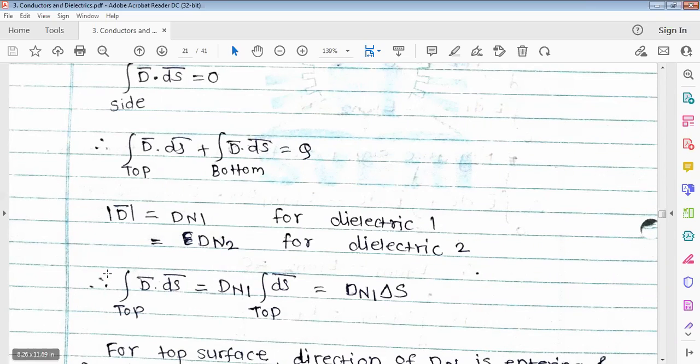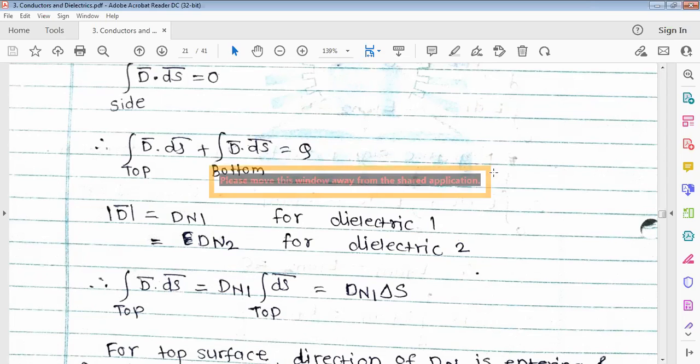Now therefore the integration for the top surface of d bar dot ds bar is equal to, now why are we taking here the normal components, why are we taking the normal components for the top and bottom surfaces? Because these are perpendicular to the boundary, both the surfaces. That's why we are considering the normal components here.